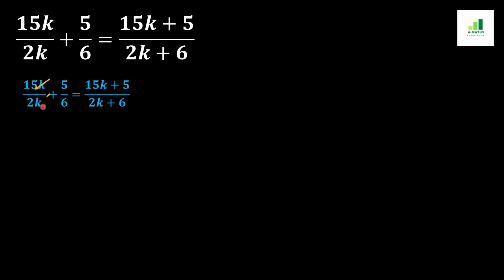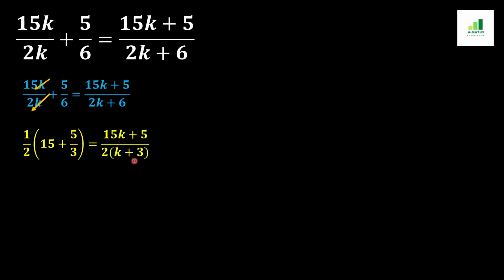After cancelling both of these k, we should get 15 over 2 plus 5 over 6 is equal to 15k plus 5 over 2k plus 6. Now, in the next step, we should take common 1 over 2 from both of these expressions, and we will get 15 plus 5 over 3 as the remaining value. And 15k plus 5 will remain the same, but 2 we will take common from the denominator, and we will get k plus 3 as the remaining value.